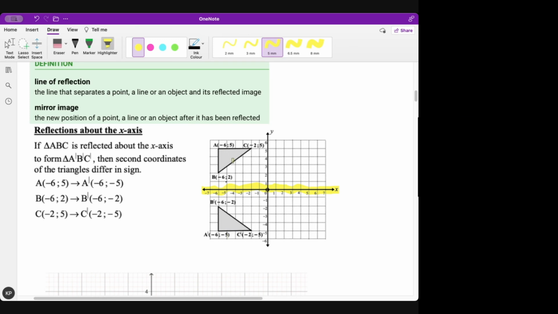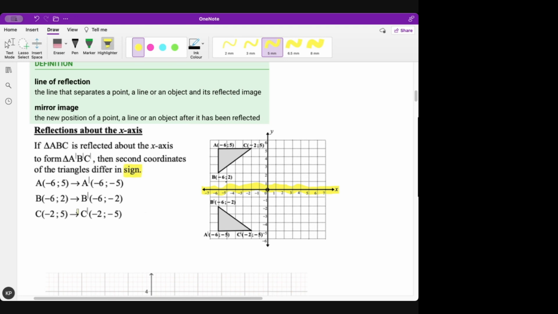Now look what it ends up looking like, right? You're not just moving the shape to the bottom, right? You are reflecting it. It's like a mirror image. So if triangle ABC is reflected about the x-axis to form the new triangle, then the second coordinates of the triangle will differ in sign.